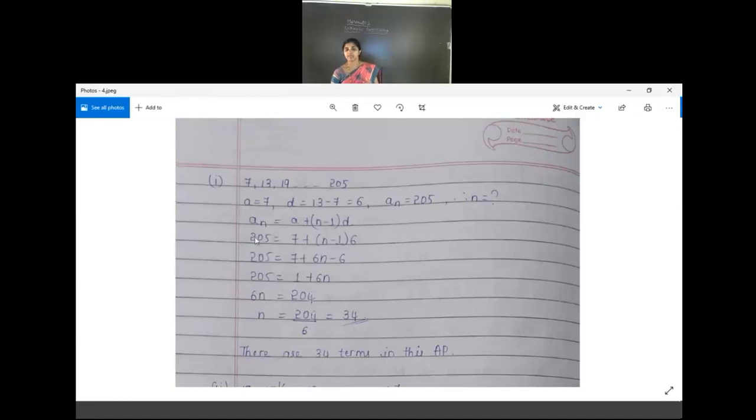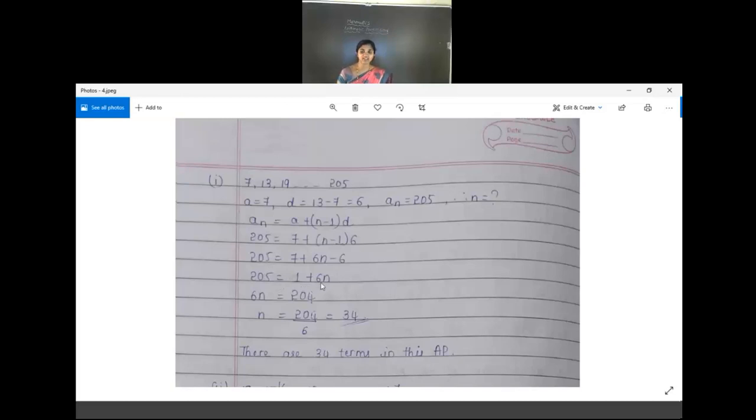Same type of problem. an is equal to a plus n minus 1 into d. In place of an we write 205, the a value is 7, and the d value is 6. Then 205 is equal to 7 plus, here we have to operate this bracket: 6 into n is 6n, then minus 1 into 6 is minus 6. Then 205 is equal to 7 minus 6, which is 1, plus 6n. Then transfer this 1 to this side: 205 minus 1 is equal to 204, no?